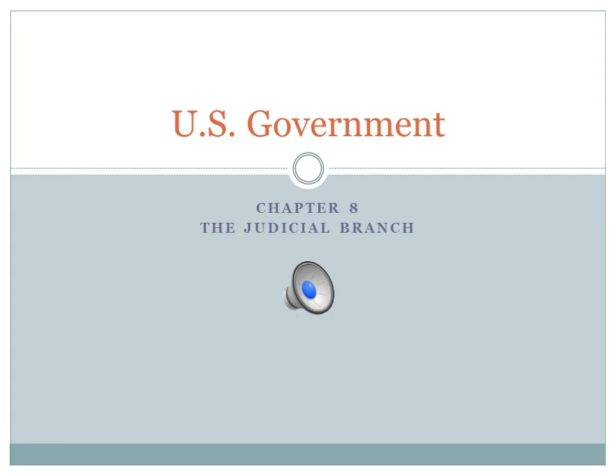Alright, so this is Chapter 8, and in Chapter 8 of the U.S. government, we're going to be covering the judicial branch. And remember, there's three branches: the executive branch, the legislative branch, and now the judicial.